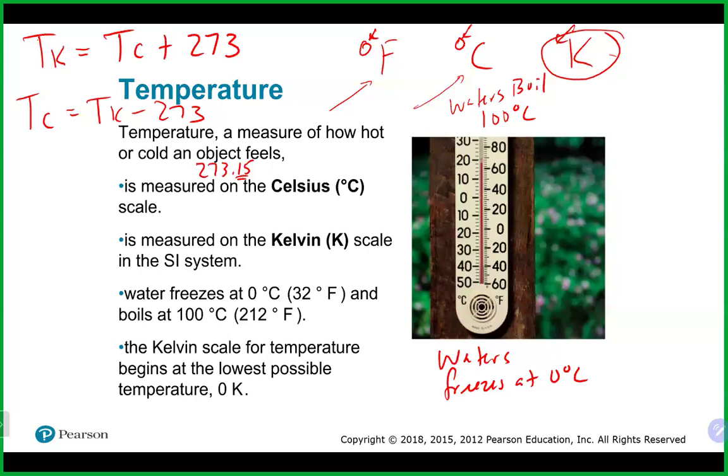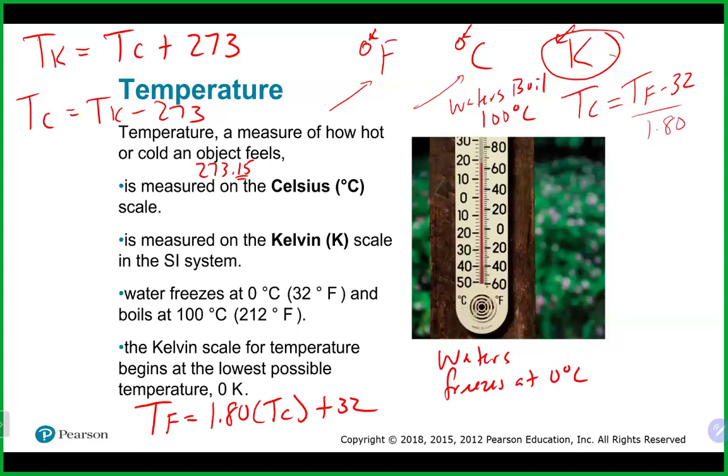To calculate Fahrenheit, temperature in Fahrenheit is equal to 1.8 times the temperature in Celsius plus 32. By the way, 1.8 is, if you learned a fraction, 9 divided by 5, same deal. It is basically 1.8. And lastly, if we need to convert to Celsius from Fahrenheit, it is temperature in Fahrenheit minus 32, divided by 1.8. So those are the formulas to convert temperature from one unit to the next.